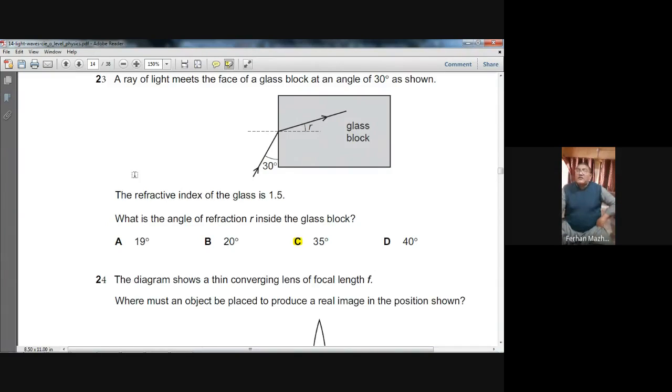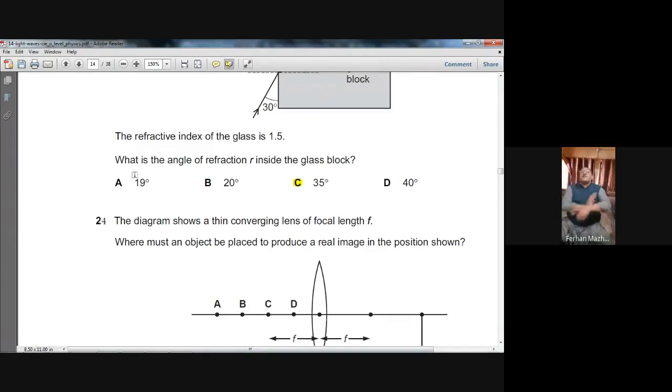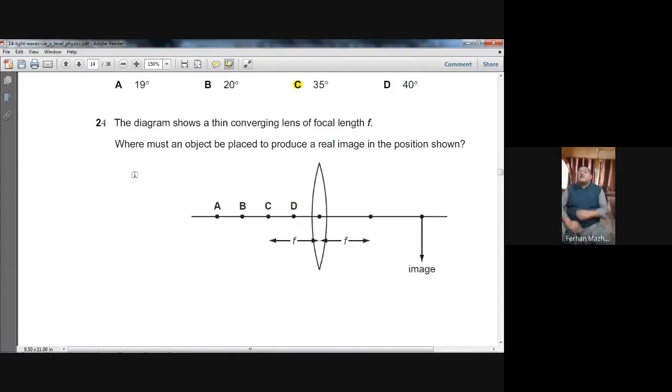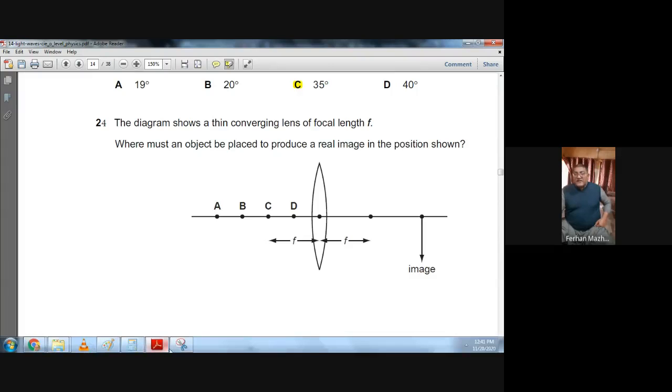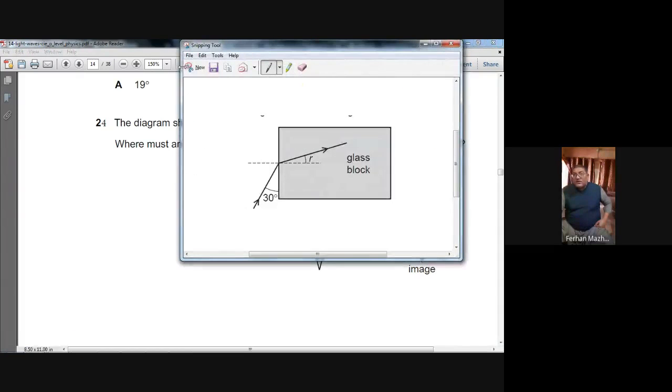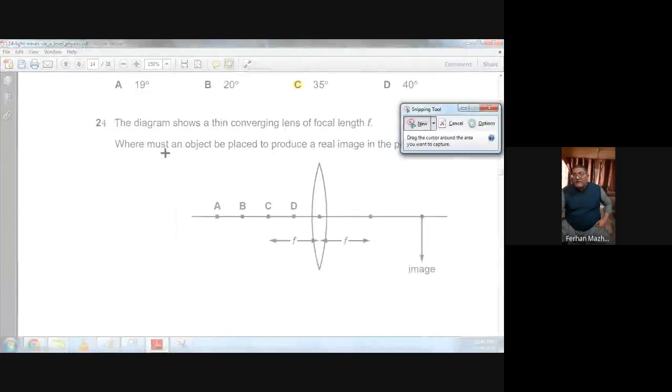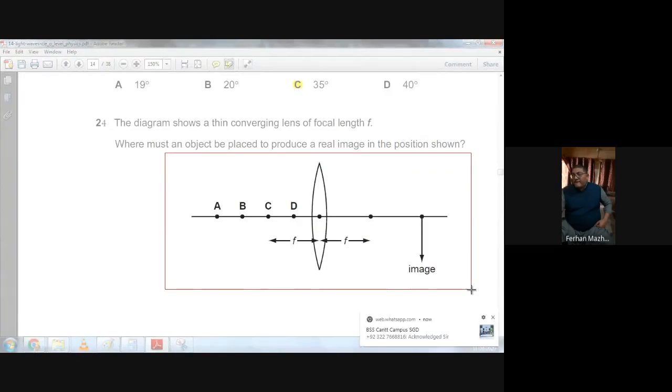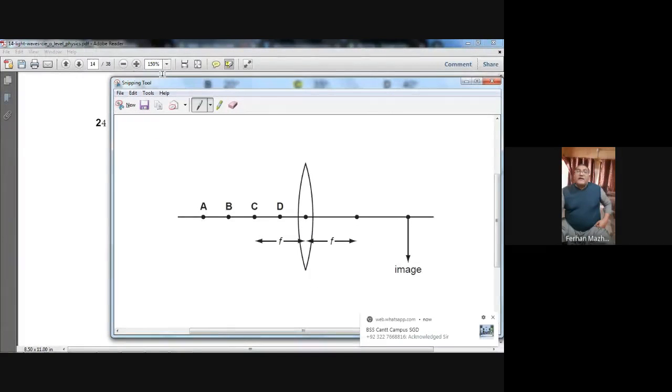Okay, next question. The diagram shows a thin converging lens of focal length F. Where must an object be placed to produce a real image in the position shown? Okay. Let's copy this and take it to the paint. We can work on it actually. And let's see what happens.